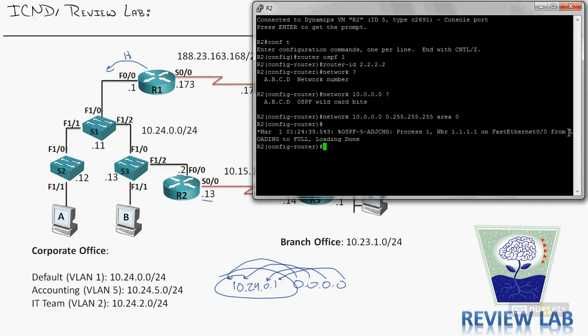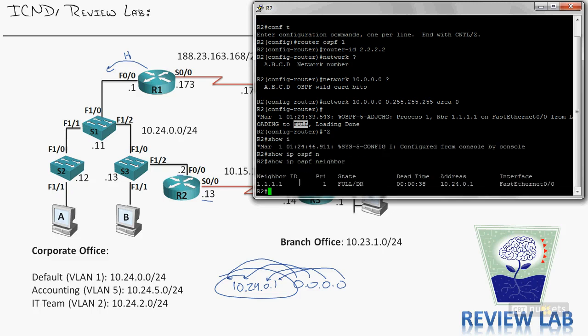It didn't hold it for long. It moved from loading to full. We're actually going to discover what that means later on in the series. I'll do a show IP OSPF neighbor. Okay, we've got our first neighbor. We notice that this is a full neighbor relationship, and the other neighbor is a designated router. Again, more on that later.